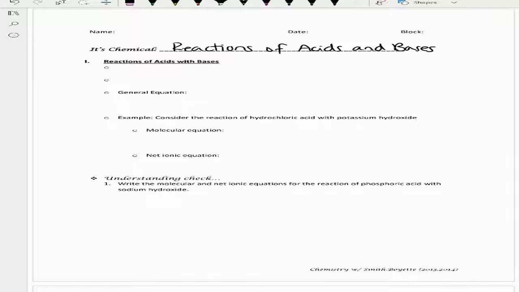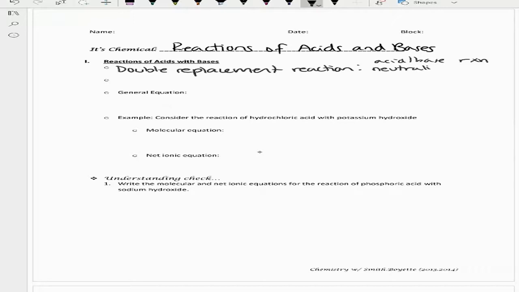Today, we're going to talk about reactions of acids and bases. I hope you remember from Chem 2 that acid-base reactions are a type of double replacement reaction. We called these acid-base reactions, or we called them neutralization reactions.